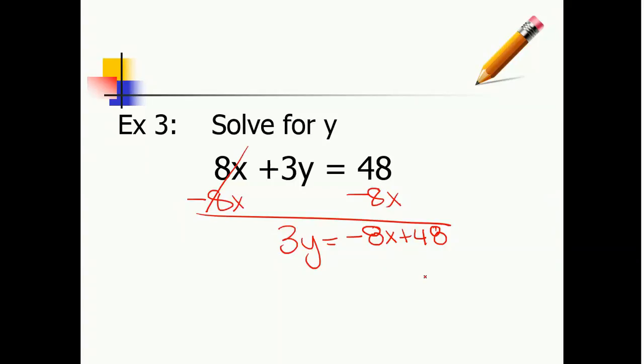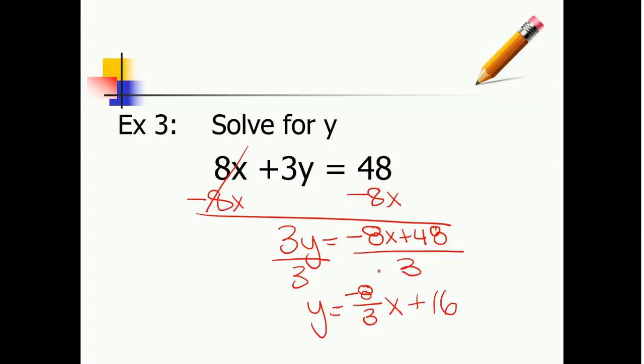What am I going to do now? Well, I've got to get y alone. Divide by 3, right? You guys have done this to solve for y equals mx plus b form. So I'll get negative 8/3 x plus 48 divided by 3, that's 16. Notice how I divided both of these by 3. That is because I noticed 48 and 3 divide into each other. So always check to see when you divide, does the number divide in? If so, you should. It's going to make it look a little simpler.